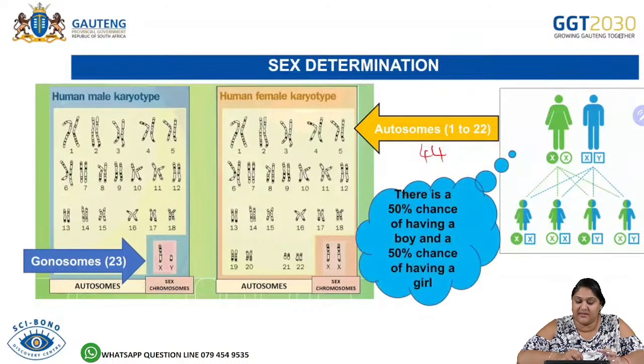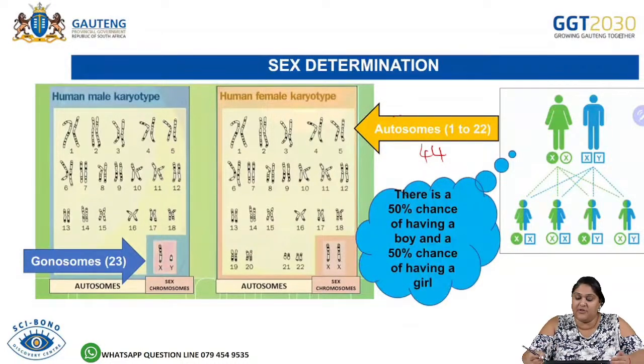What's important about this is that I need you to know what a karyotype is. I need you to know what autosomes are and what gonosomes are. I need you to know how to determine a male and a female. I also need you to know that there's a 50% chance of having a boy and a 50% chance of having a girl. Now, when we're doing monohybrid crosses, the ones that I was doing now, they are all on the homologous chromosomes, these autosomes. Most of the genes that we spoke about now are on these autosomes.